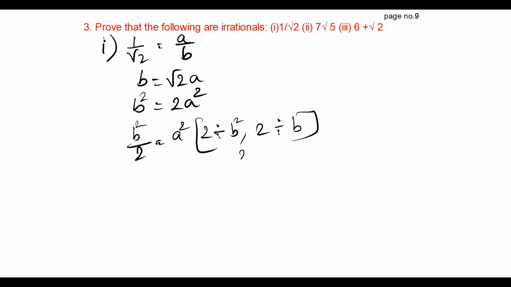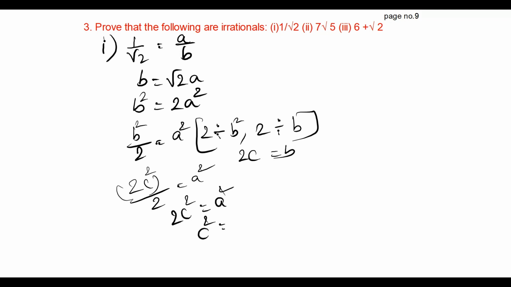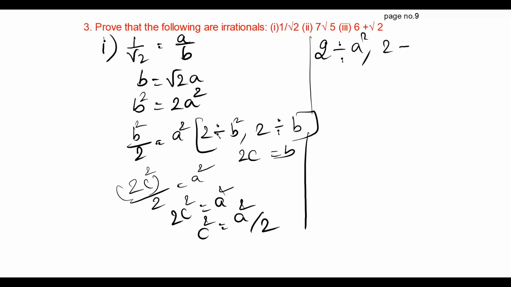So from this, a square equal to b square by 2. From theorem 1.2, if 2 divides b square, 2 also divides b. So this can be indicated by an integer, 2 into c, which is equal to b. Substitute b equal to 2c in the equation. We will get 2c the whole square by 2 equal to a square, where c square equal to a square by 2. Now from theorem 1.2, again 2 divides a square, 2 also divides a.